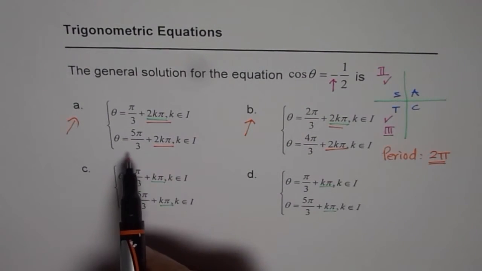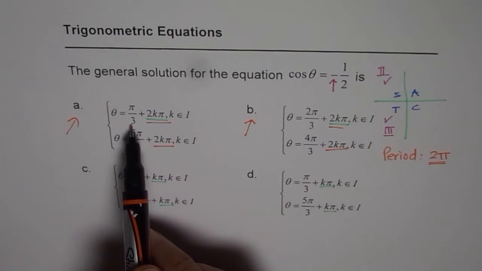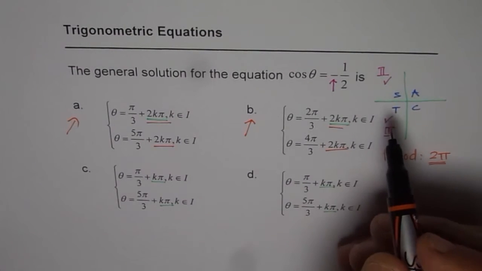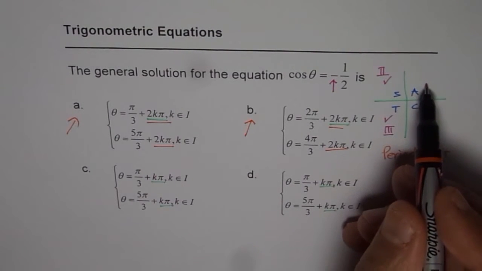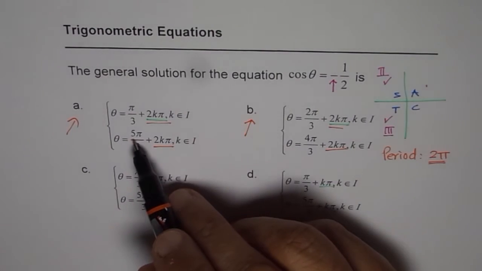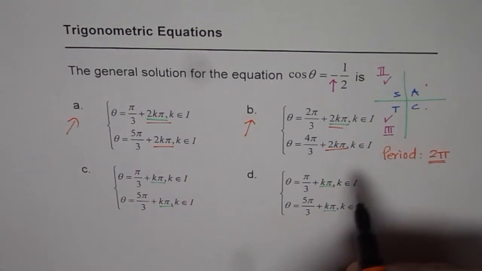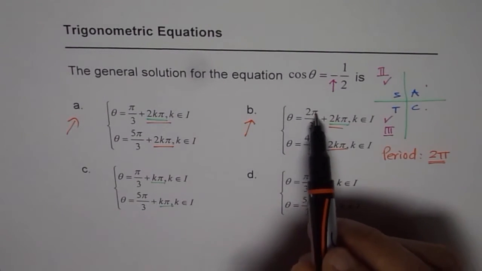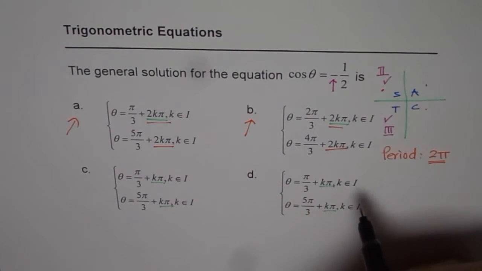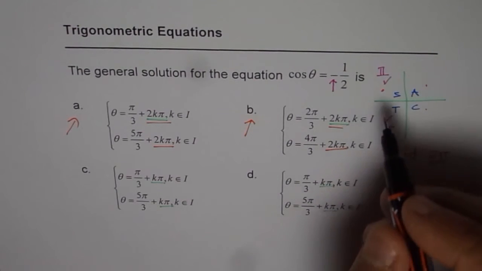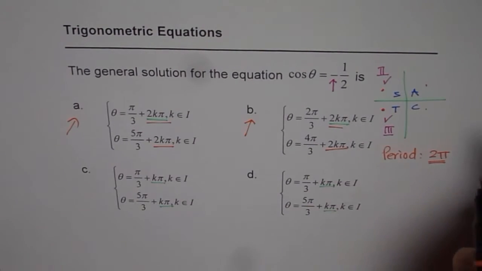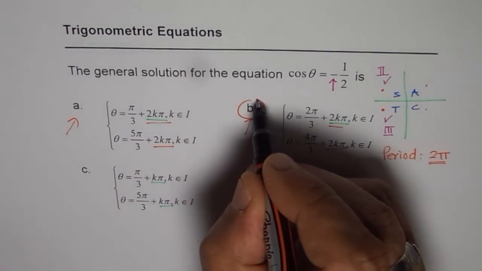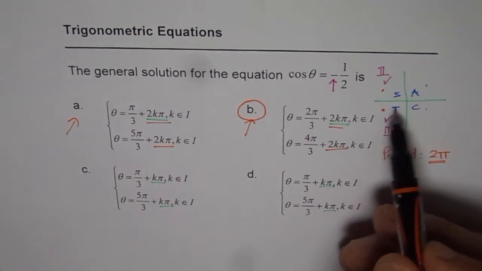Now let's look into the angle. Pi by 3 and 5 pi by 3. So pi by 3 really means that you are in the first quadrant, and 5 pi by 3 means you are in quadrant 4. So these are not the right options. When we say 2 pi by 3, we are in quadrant 2, 4 pi by 3 is in quadrant 3. So that is the right option. So we have B as the correct answer since it matches with both, right?